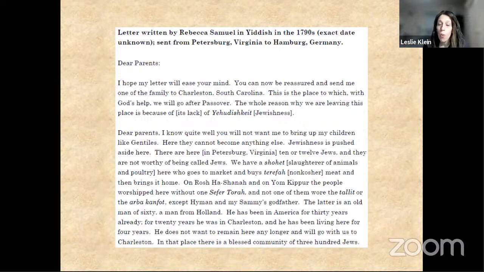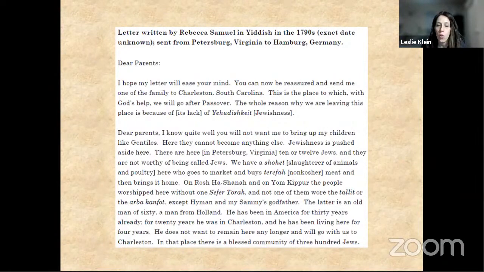Dear parents, I hope my letter will ease your mind. You can now be reassured and send me one of the family to Charleston, South Carolina. So, more of the family can come over. That's the place with God's help we're going after Passover. The whole reason why we are leaving this place is because of its lack of Jewishness. So again, they're living in Petersburg, Virginia, which was a small Jewish community.